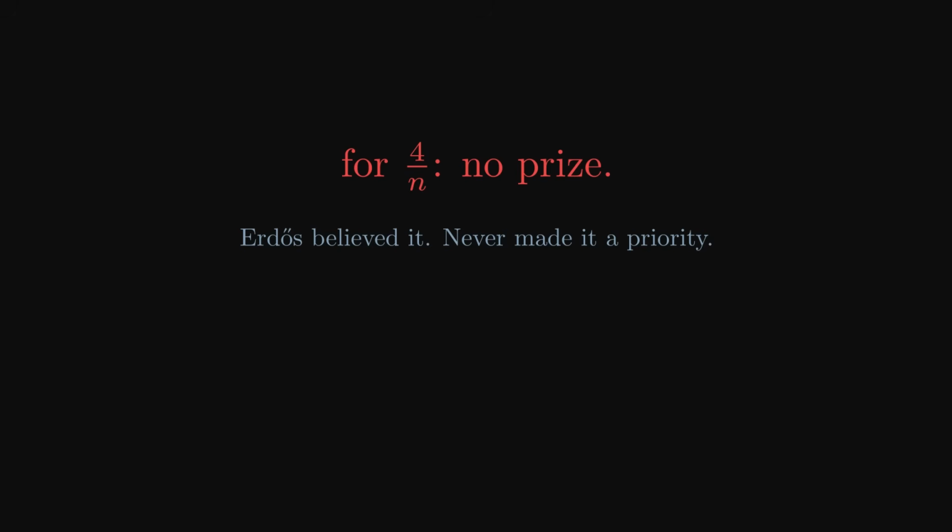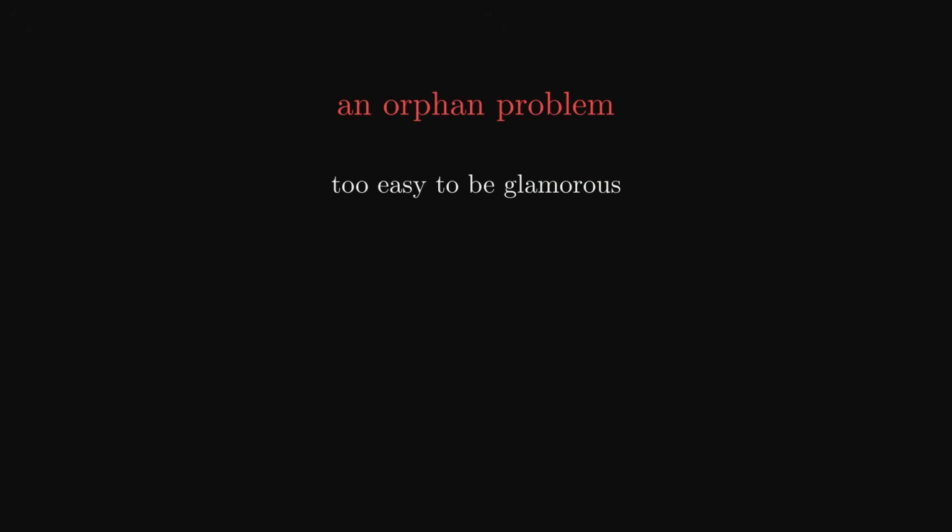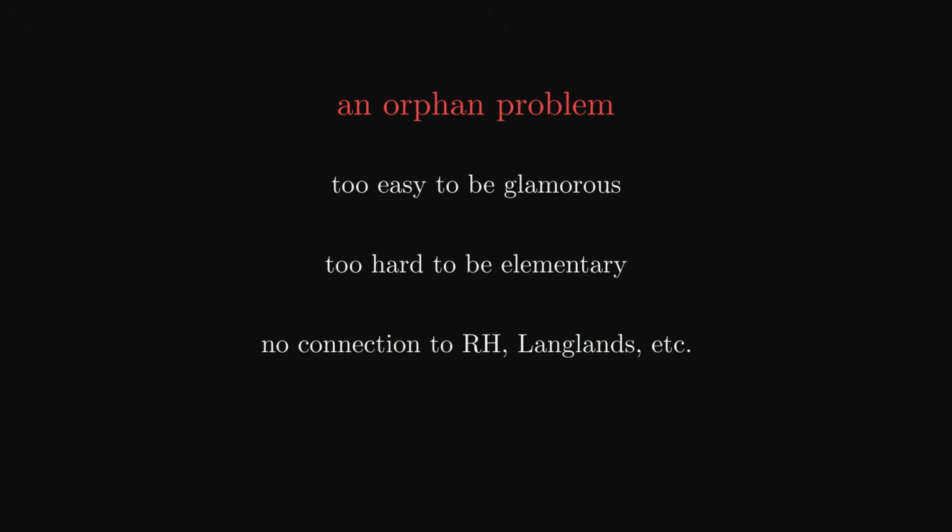It is elementary, it is concrete. A high school student can understand the statement, and it has resisted for 77 years. The conjecture sits in a peculiar zone of mathematics. It is too easy to be glamorous. It is too hard to be solved by elementary methods. It does not connect deeply to other unsolved problems in the way the Riemann hypothesis does. It is, in a strange way, an orphan, a beautiful question with no major theoretical machinery hanging off it.